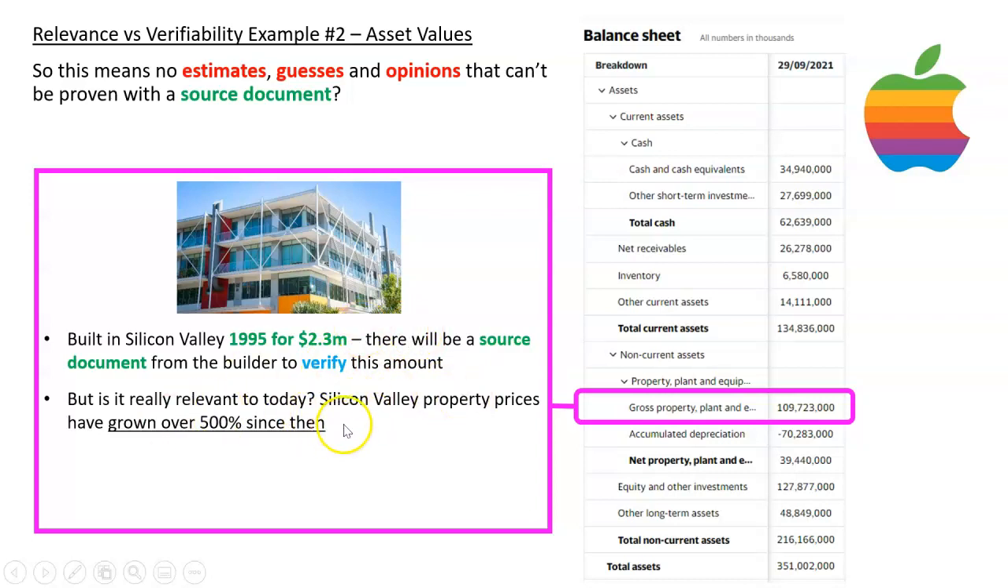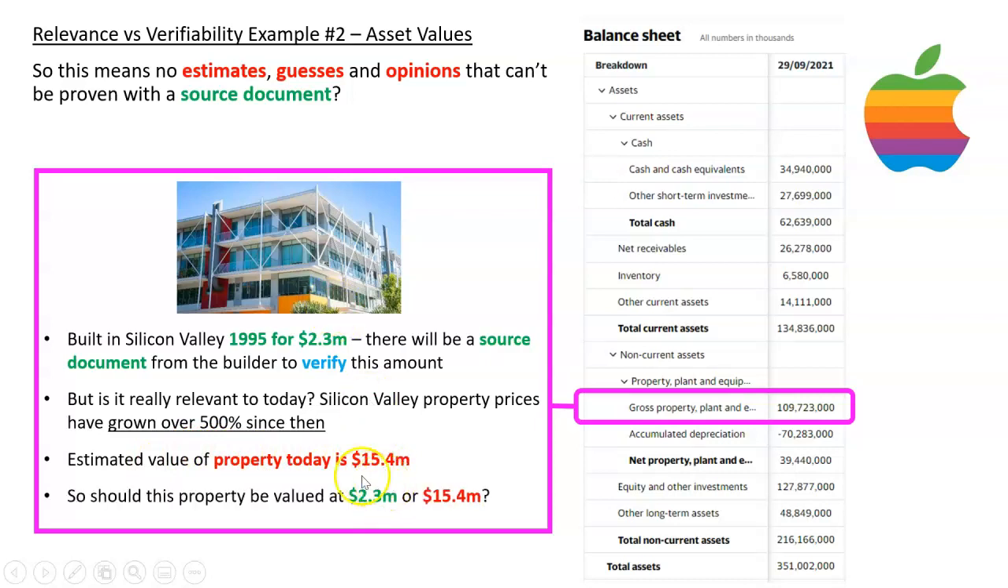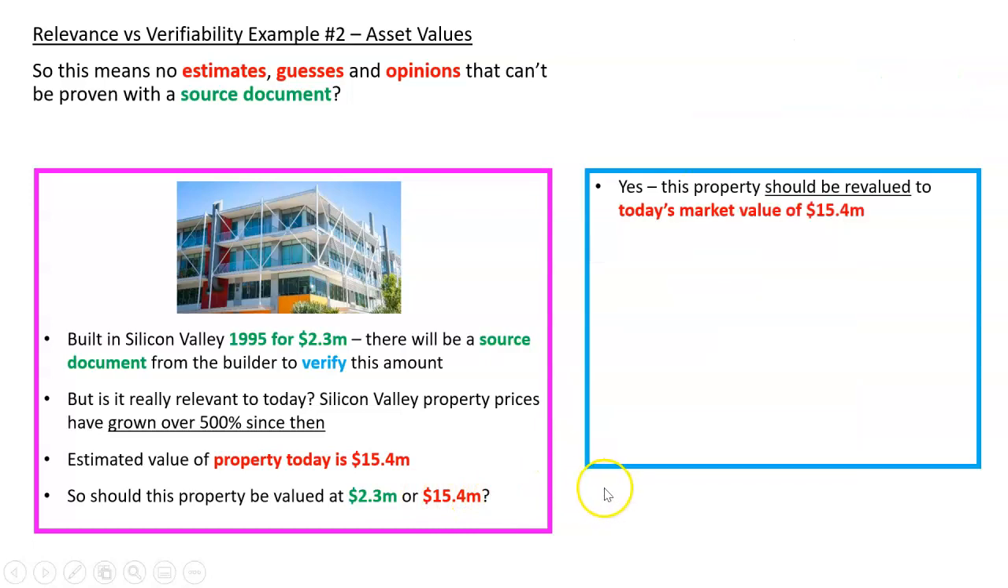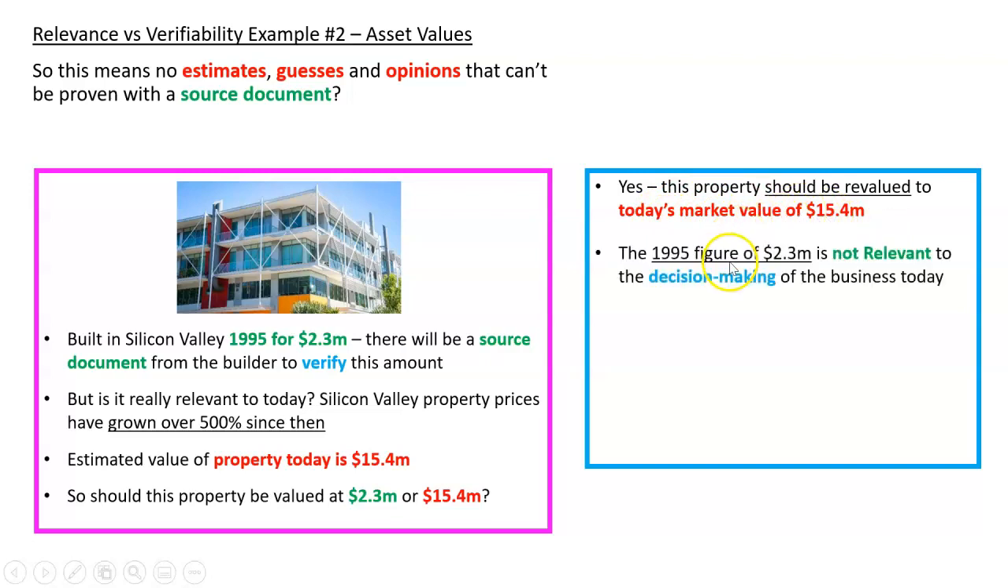Silicon Valley property prices, like property prices everywhere, have grown heaps, 500% since then. So the real estimated value of that property today is $15.4 million. So should we value it at 2.3 million or 15.4? Well, relevance says one thing, verifiability says the other. To be relevant, we really need to value it at today's value, which is $15.4 million. That helps us make decisions like how much to insure the building for, should we sell it, etc. But that 1995 figure is just not relevant to the decision making today.